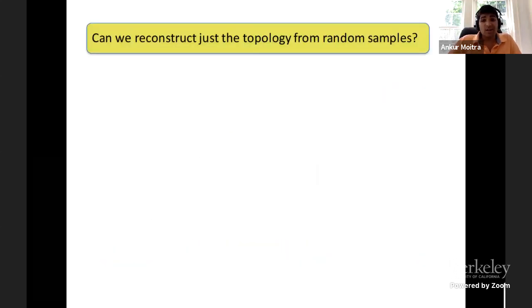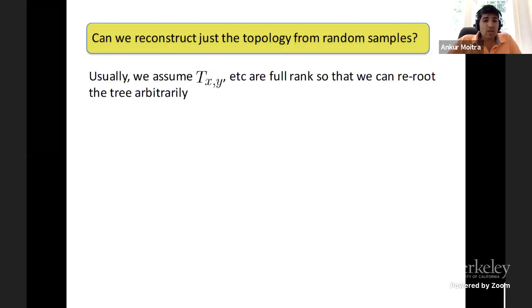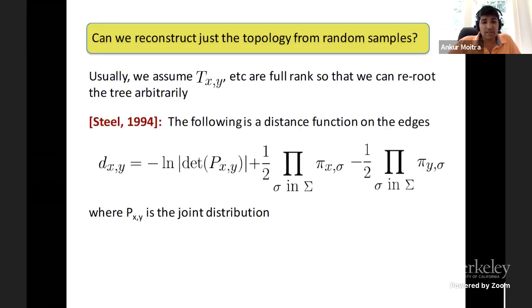And so we can ask this question in the context of phylogenetic reconstruction, which is a deep and beautiful question that connects to a lot of mathematical biology and statistics, which is, can we reconstruct the topology from random samples? Usually what you do is you assume that all of these transition matrices in the phylogenetic model are full rank so that you can reroute the tree arbitrarily however you want. And then it turns out that different nodes which are observed, the further apart they are from each other, the closer and closer to being independent they ought to be, because you have to go along a long path to get from X to Y.